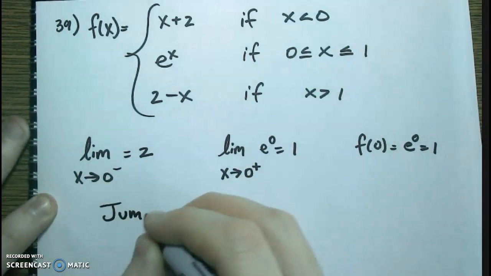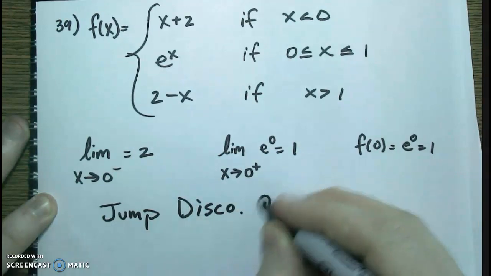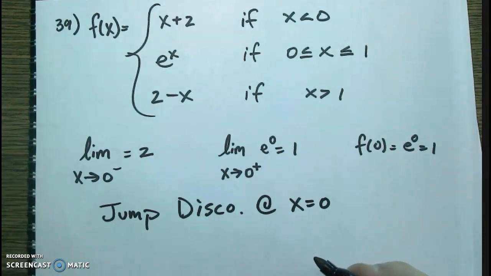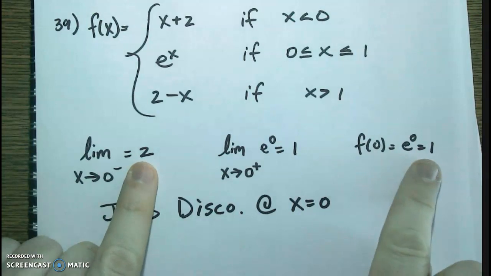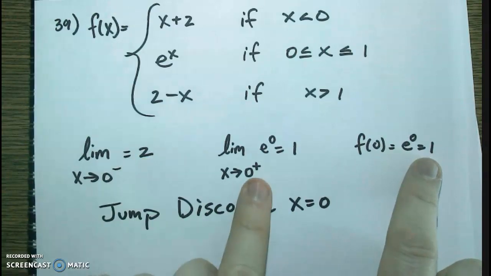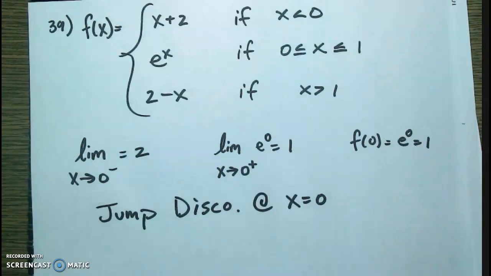Jump discontinuity at x equals 0. Now, if I asked you, is it continuous from the left? You would say no, because the left limit does not equal the function value. If I asked, is it continuous from the right at 0? The answer would be yes, because the right-hand limit equals the function value.